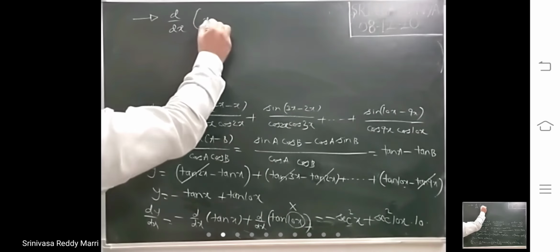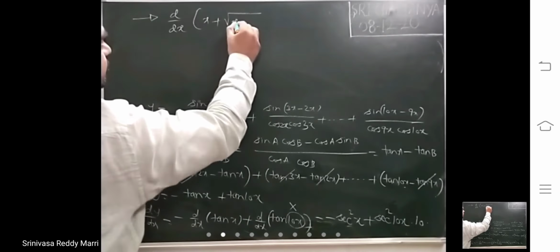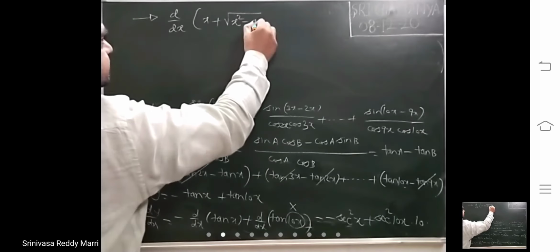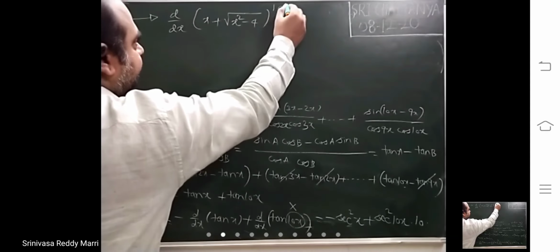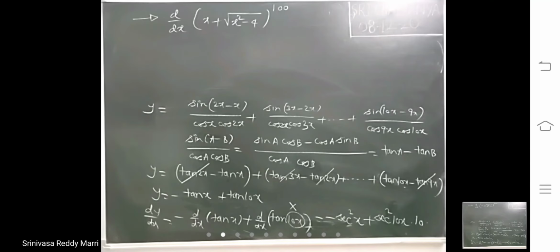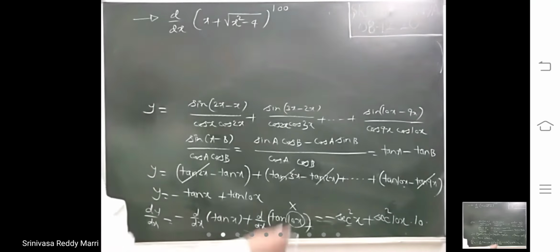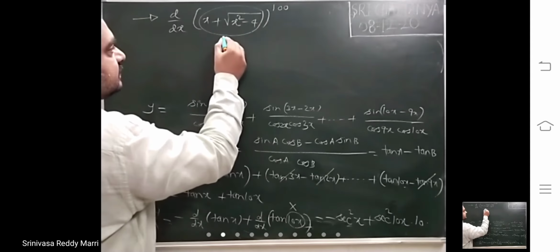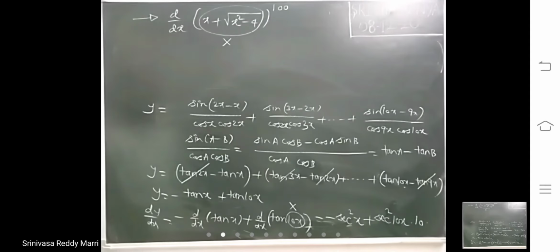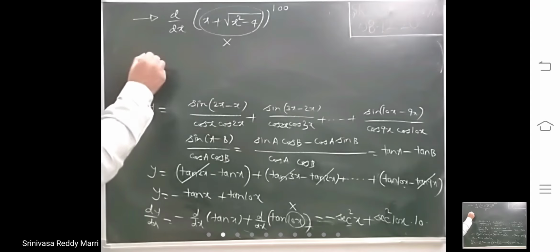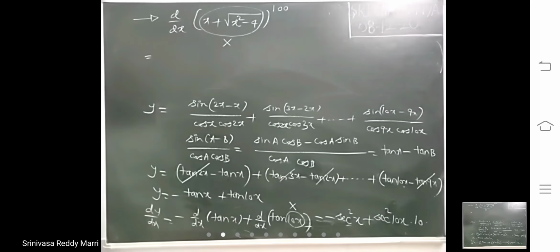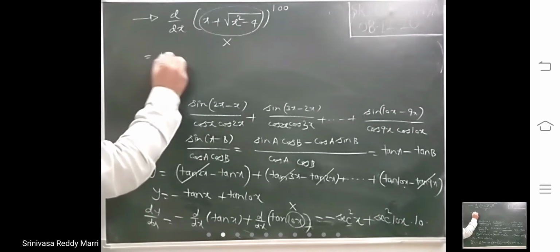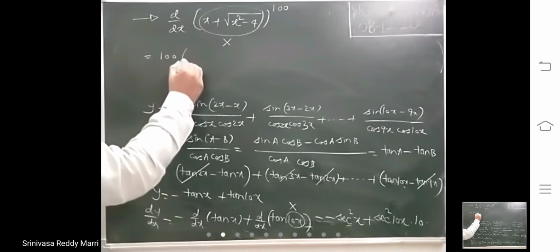Next, d by dx of x plus root of x square minus 4, whole power 100. Let us take this. So now, if power number is there, we will assume this as capital X. Capital X to the power 100. That means capital X to the power n, that means n into X power n minus 1. So 100 into X power 99.